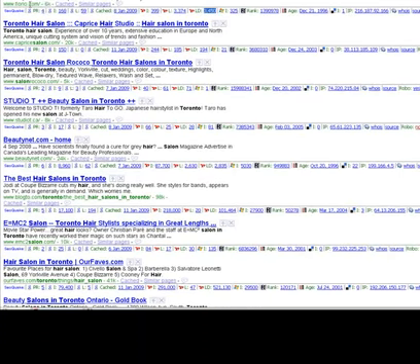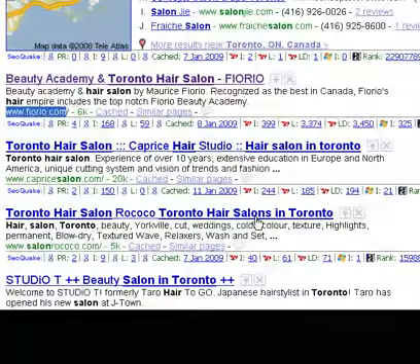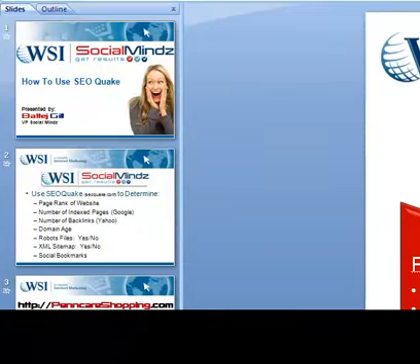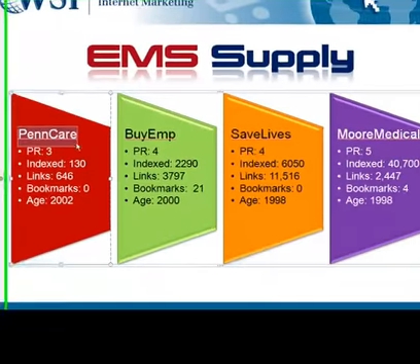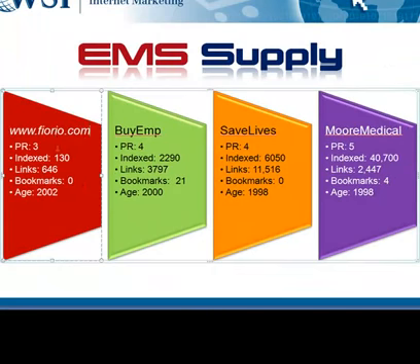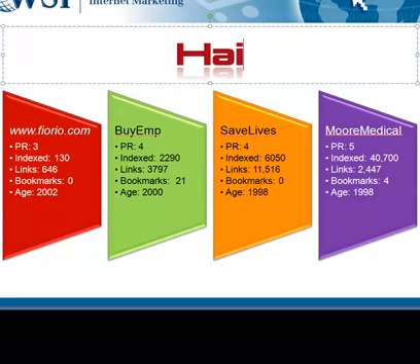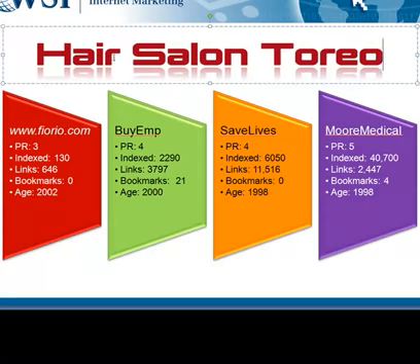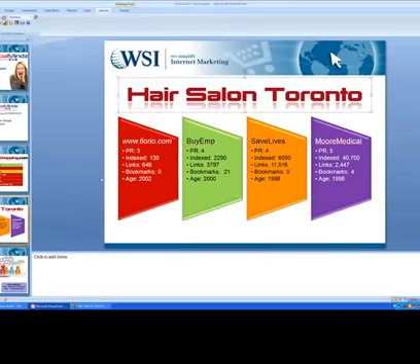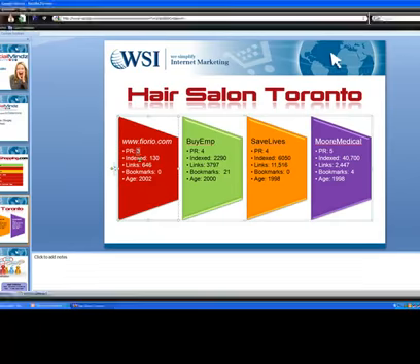So for example, this is the website. So pretend Florio.com was our prospect. I'm going to go over to my PowerPoint. I'm going to populate that with Florio. This I would change to hair salon Toronto because that was my keyword phrase. And it says page rank 3, so I'd go back.